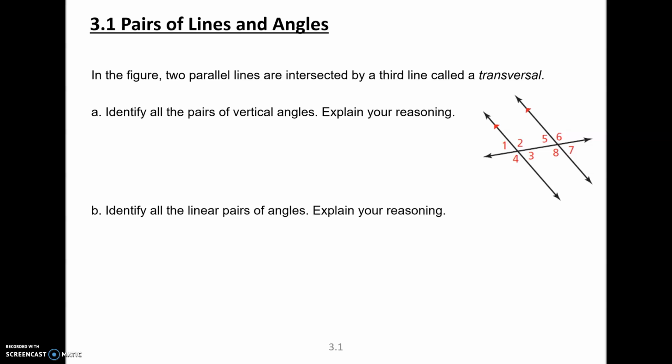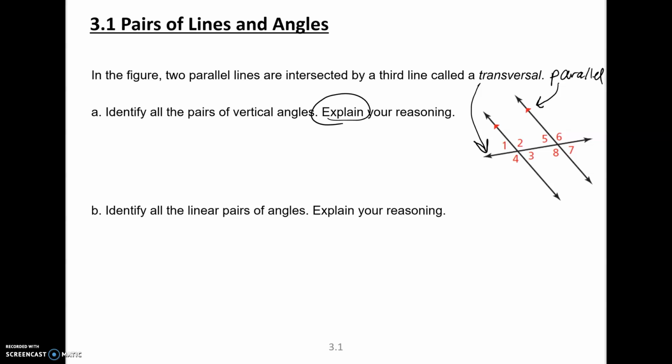In 3.1, we are starting to talk about relationships of angles, and then we will start getting into parallel and perpendicular lines as well. So in the figure, two parallel lines are intersected by a third line called a transversal. These little arrows over here mean that these two lines are parallel, and this other line here is called our transversal.